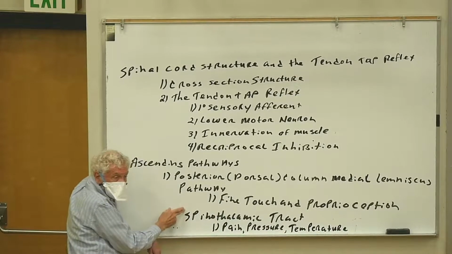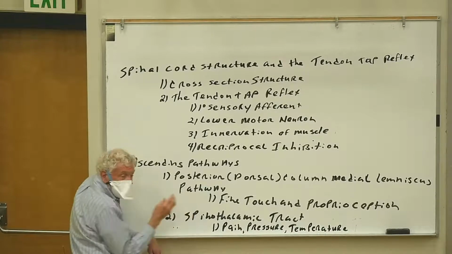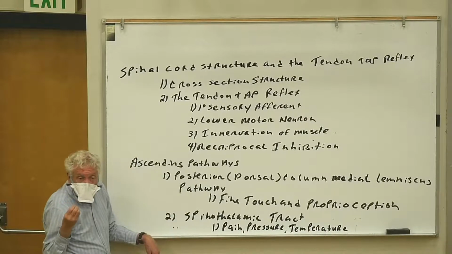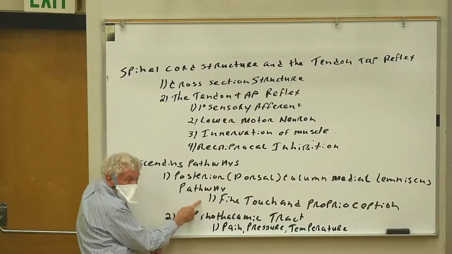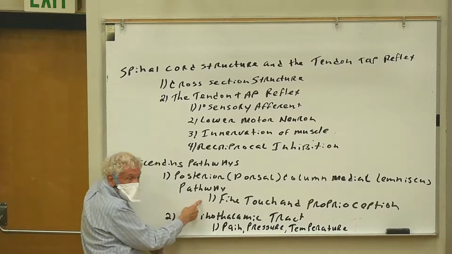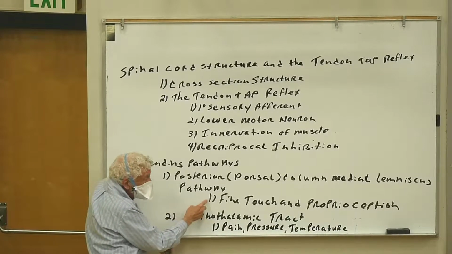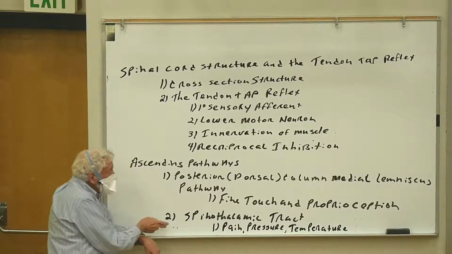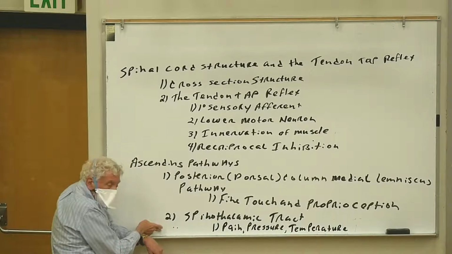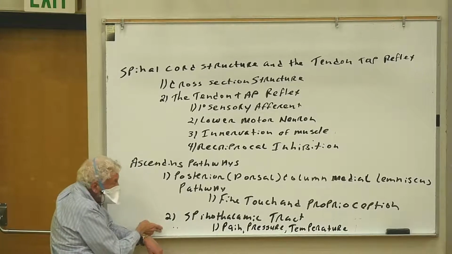Now hold on to this idea. The medial lemniscal pathway, the PCML, the dorsal column medial lemniscal pathway, carries information about fine touch and proprioception. Proprioception tells us where we are in space. Fine touch is that delicate touch we talked about earlier. In both cases, these start out with stretch-activated channels, and I'll mention a little bit about those as we come to them. The other pathway is the spinothalamic tract, which carries information about pain, pressure, and temperature.